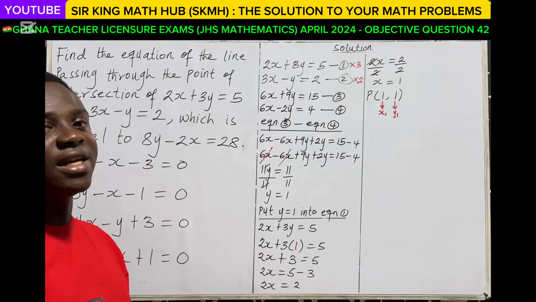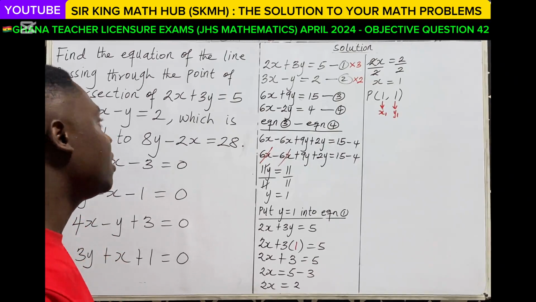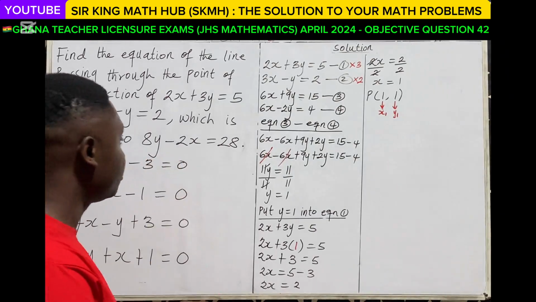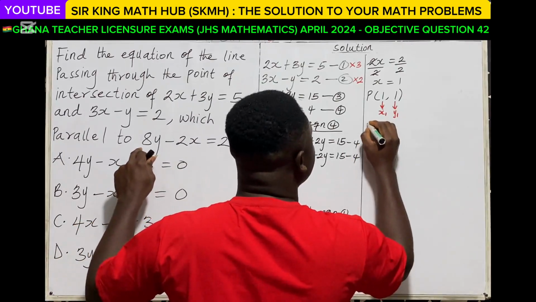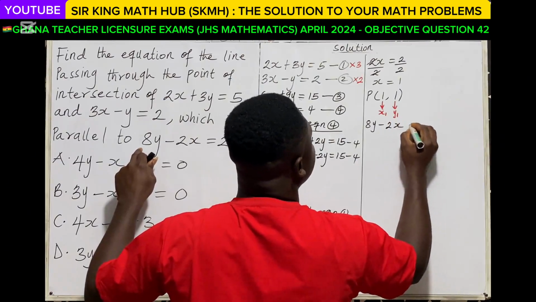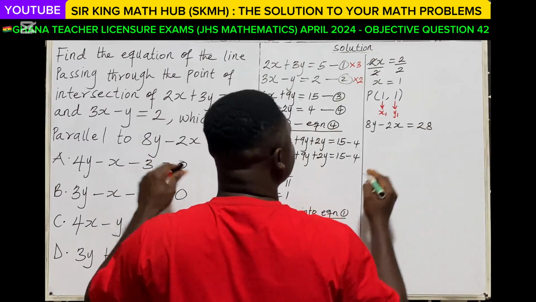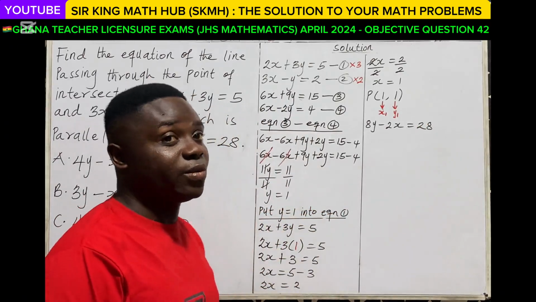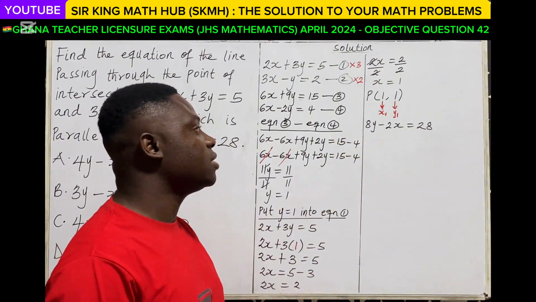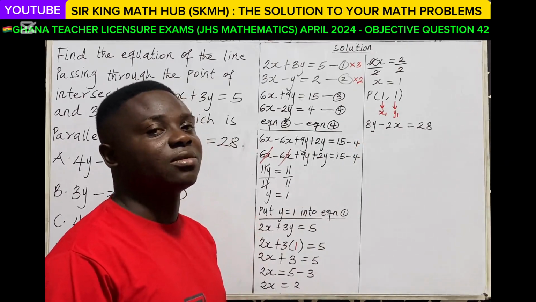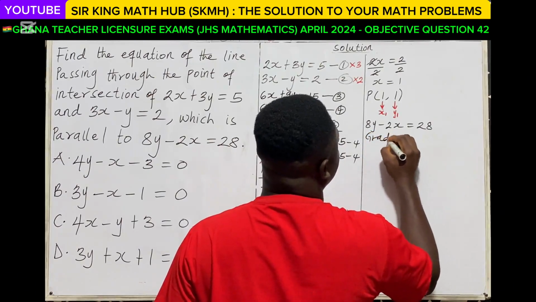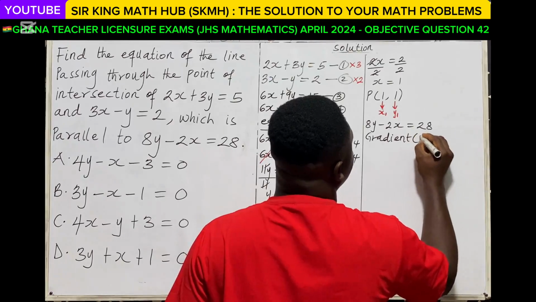We also need the gradient of this particular line. Remember, the line we are looking for is parallel to this particular line. So we have the line 8y minus 2x is equal to 28. Because the line we are looking for is parallel to this line, they will have the same gradient. So first of all, let's find the gradient of this particular line, which is m.